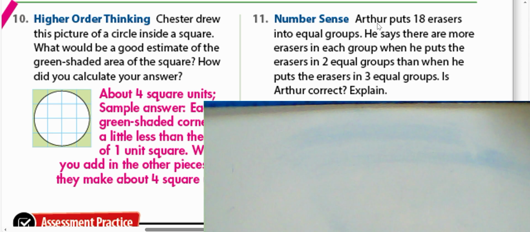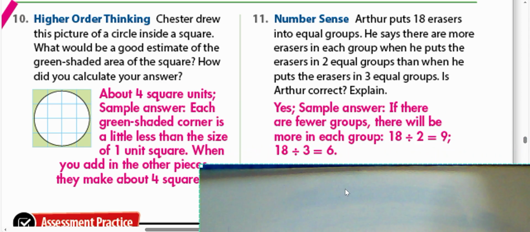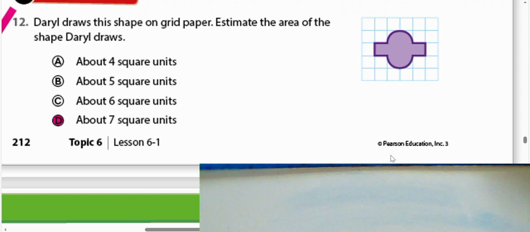Okay, Arthur is the person here. He puts 18 erasers into equal groups, 18 divided by 2 equals 9. He says there are more erasers in each group when he puts erasers into 2 equal groups. Yes, the answer is yes, because 18 divided by 2 equals 9 and 18 divided by 3 equals 6. If there are fewer groups, there will be more in each group. 18 divided by 2 is 9 and 18 divided by 3 equals 6. Next question.